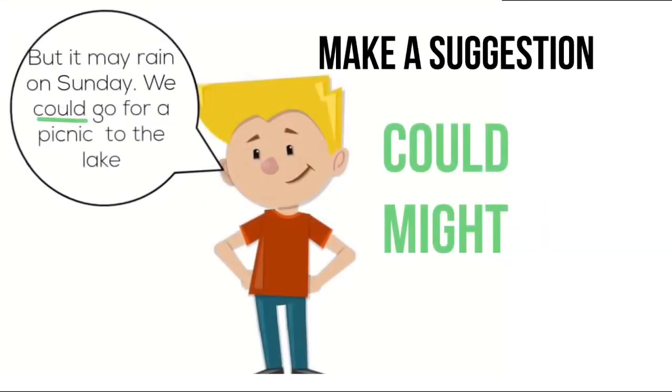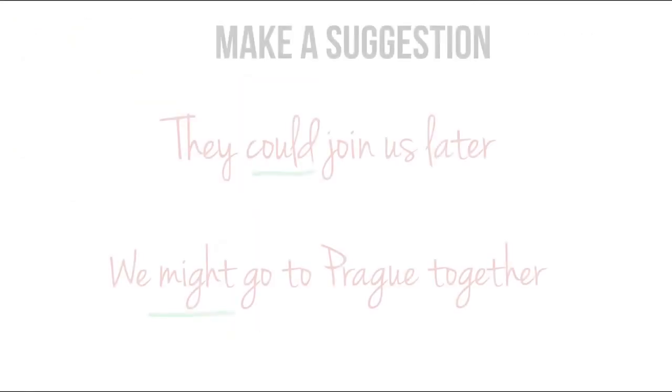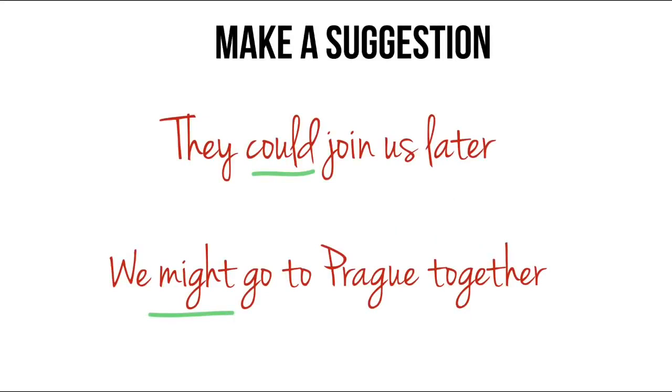We could go for a picnic to the lake. We use the modal verb could or might when we are making a suggestion. Repeat after me. They could join us later. We might go to Prague together.